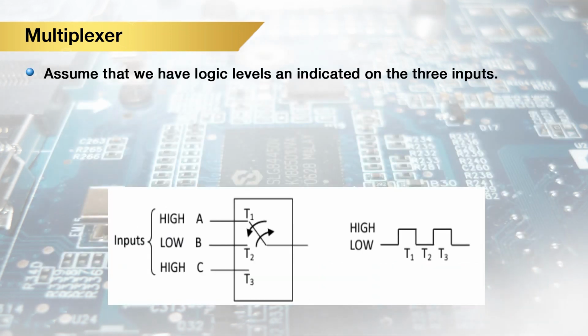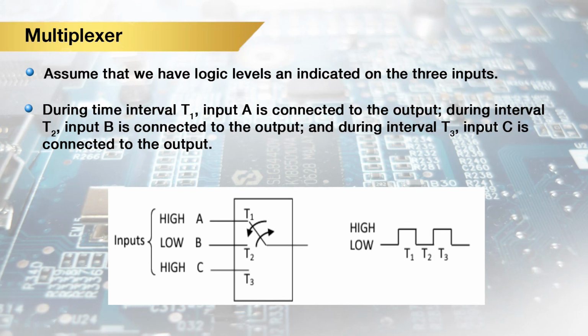Now, assume that we have logic levels as indicated on the three inputs. During the time interval T1, input A is connected to the output. During the interval T2, input B is connected to the output, and during interval T3, input C is connected at the output.